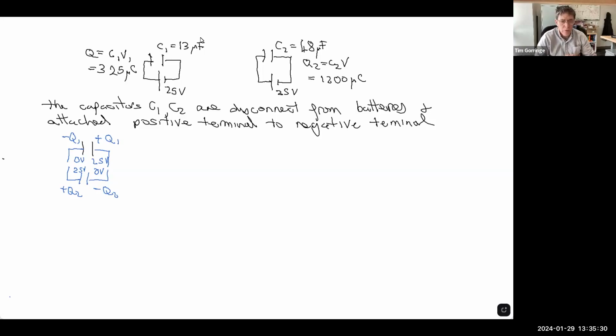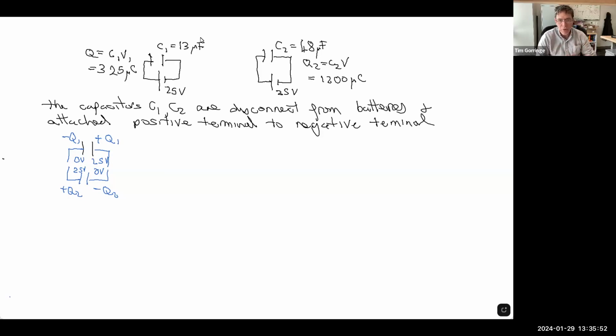Wanted to work through a problem that involves capacitors. It's a problem that doesn't involve a complicated numerical calculation, but it is a problem that involves a difficult thought process. So let's take a look at this problem.